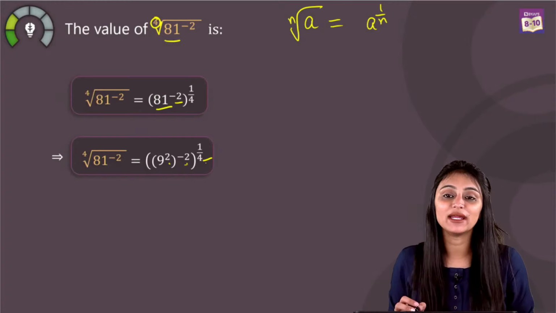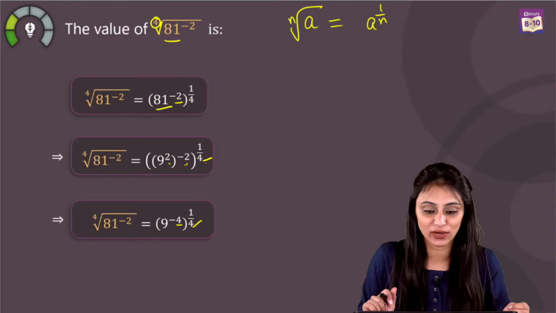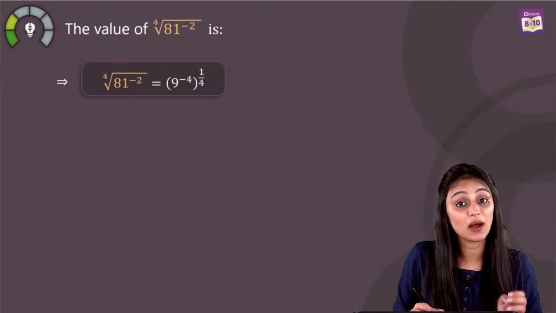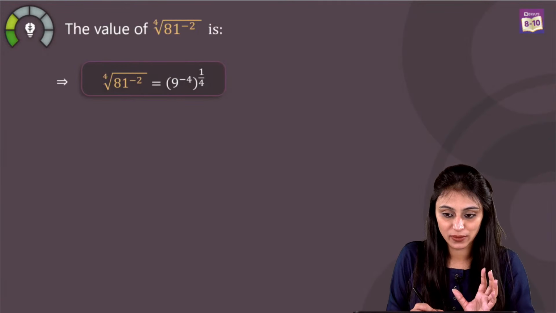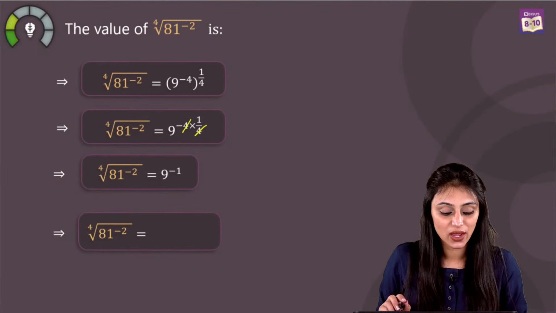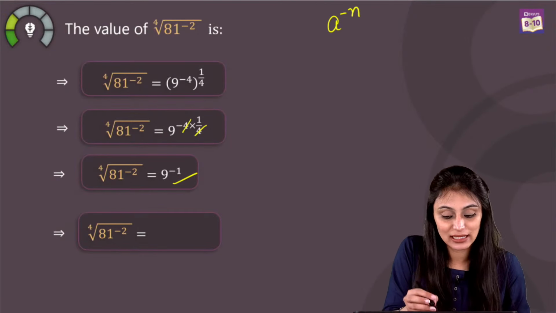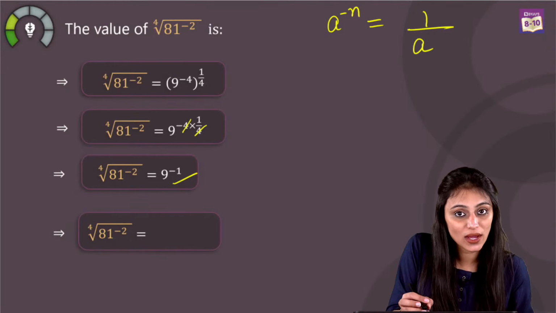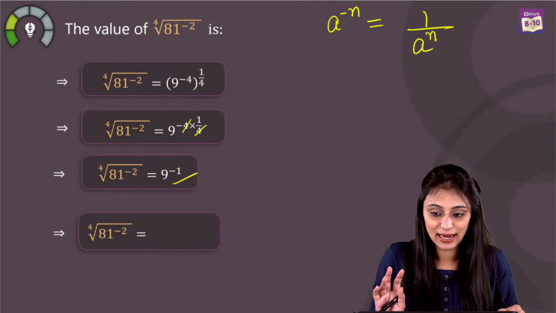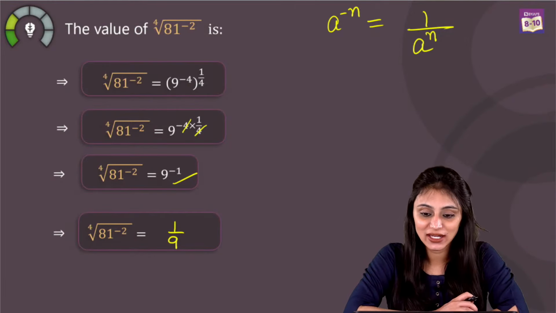Now this 2 times minus 2 would be minus 4. So this becomes 9 to the power minus 4, and outside the bracket you have 1 by 4, right? So what happens here is we have 9 to the power minus 4 and whole power is 1 by 4, right? So that means simply I'll multiply them. This gets cancelled out. What do we have here? We have 9 to the power minus 1. I told you one thing in the laws of exponents. If you have something like this, a to the power minus n, it is written as 1 upon a to the power n. So the negative exponent becomes positive in that case, right? So that means it becomes 1 by 9 in this case. That should be our final result.